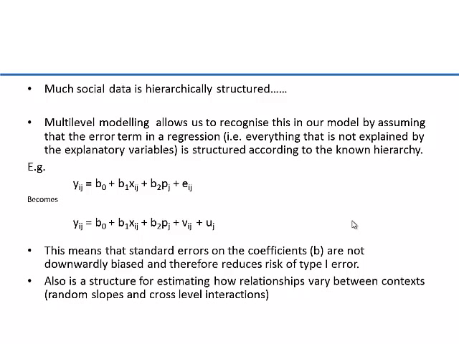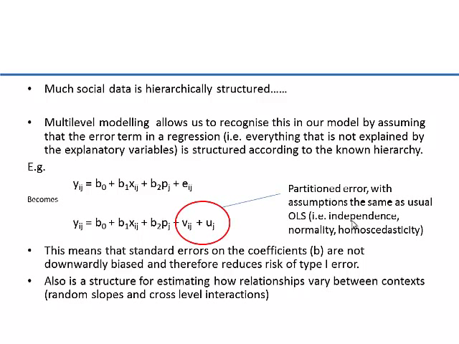Now, the way that multi-level modelling helps us is that it says that actually this unknown bit at the end can be partitioned into the higher level unknown bit and the individual level unknown bit. So it's really saying that there is an unknown bit of the model that's common, if you use the education example, to all pupils within a school, as well as an unknown section of the model that's specific to each individual. And just to state that the assumptions you make around these errors are the same as the usual OLS assumptions of independence, normality, and constant variance.